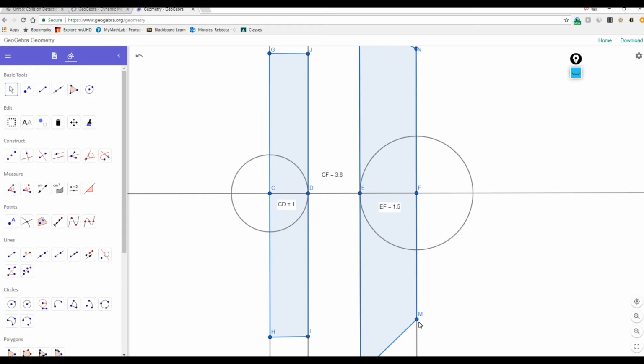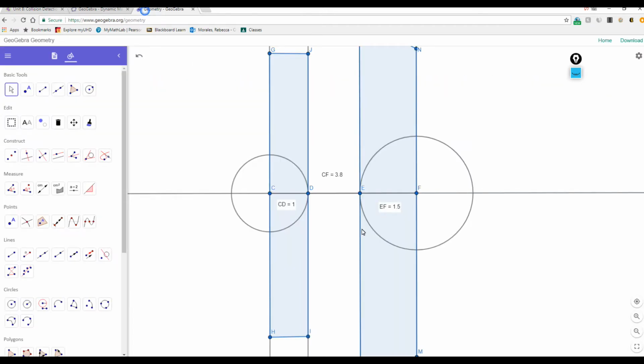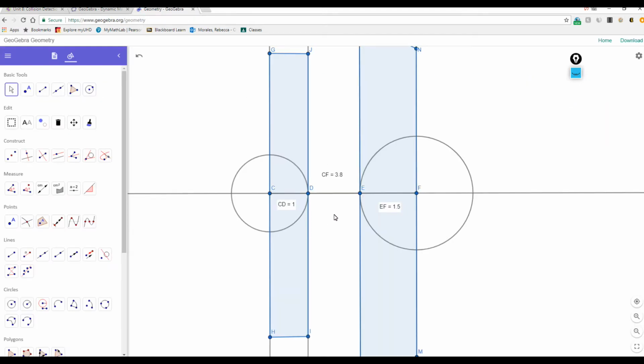And so these two distances, the sum of the radii, if I put those two together, so 1 plus 1.5, that should be less than the distance between the centers of the circle. Because if not, they overlap. So it's hard to understand. There's just a lot of terminology. So the two distances, okay, that's what these are.